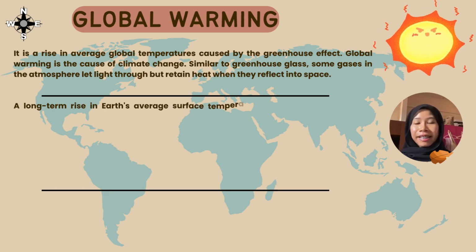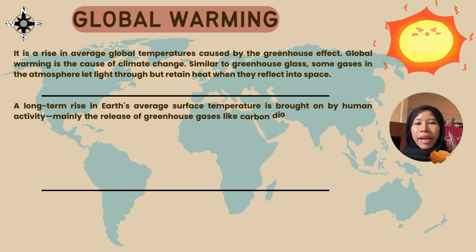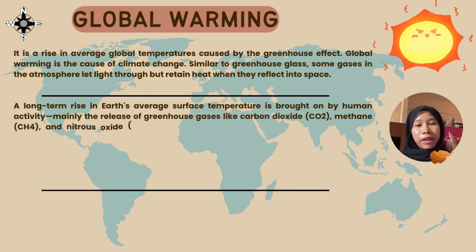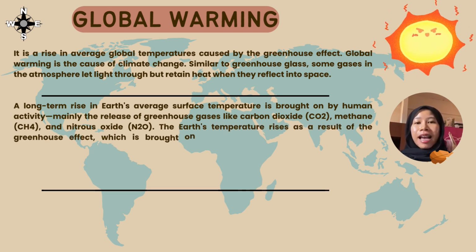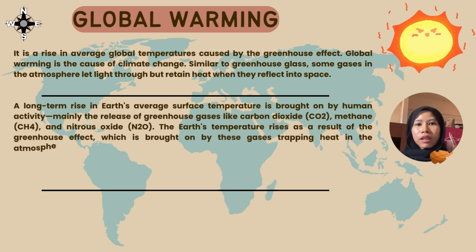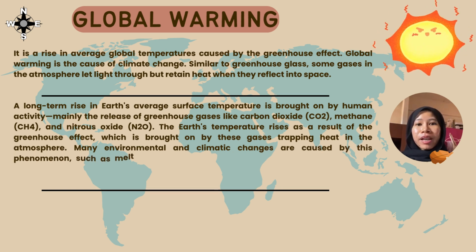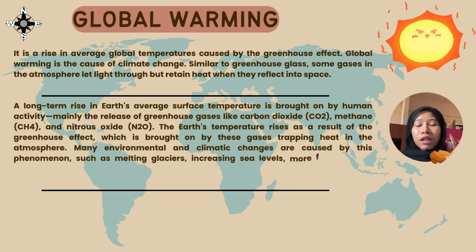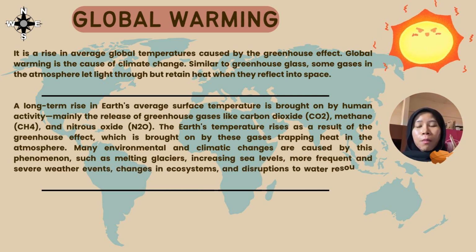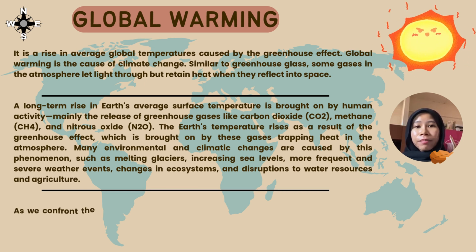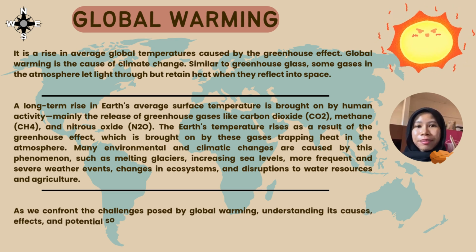A long-term rise in Earth's average surface temperature is brought on by human activity, mainly the release of greenhouse gases like carbon dioxide, methane, and nitrous oxide. The Earth's temperature rises as a result of the greenhouse effect, which is brought on by these gases trapping heat in the atmosphere. Many environmental and climate changes are caused by this phenomenon, such as melting glaciers, increased sea levels, more frequent and severe weather events, changes in ecosystems, and disruptions to water resources and agriculture.